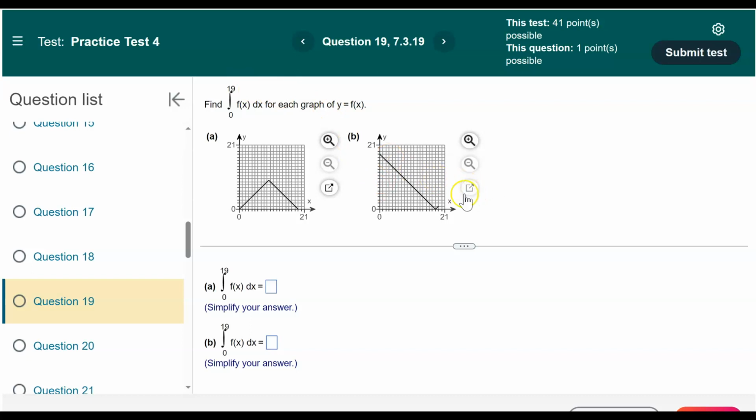And the same principle applies. You use the same principle to solve for this one. So this is a triangle. Therefore, to find the area here, you just have to use the area of the triangle. So this is your base, 19, and that would be your height. So you just have to count the height, and then use the formula for the area of a triangle.